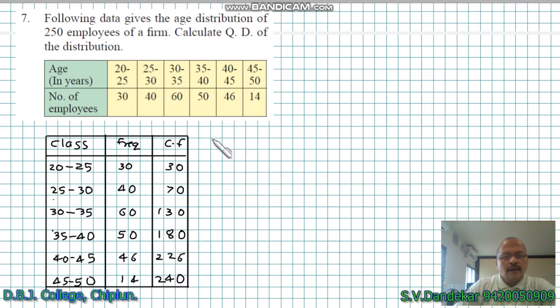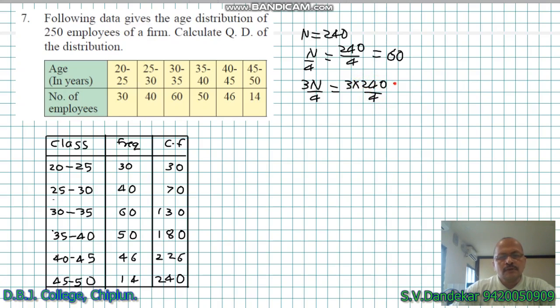Now n is equal to 240. N by 4 is equal to 240 upon 4 equal to 60, and 3n by 4 is equal to 3 into 240 upon 4 equal to 180. In this case 60 lies in this, so this is Q1 class and 180 here. This is Q3 class.